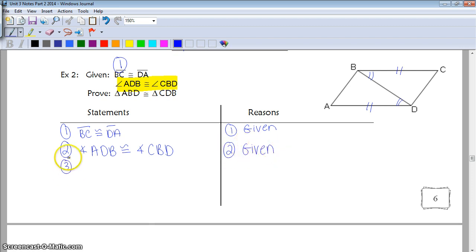Now look at that picture, that diagram over to the right. You should look here and say to yourself, I know I can mark something. You should say, I know I can mark segment BD. But you can't just write it once. It's in both triangles. So we say BD is congruent to BD. And again, one of the most common reasons here, the reflexive property.